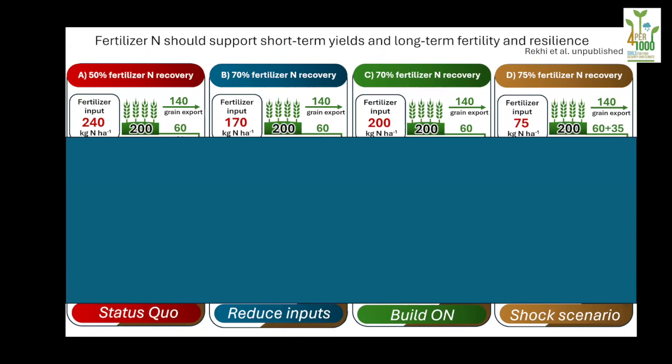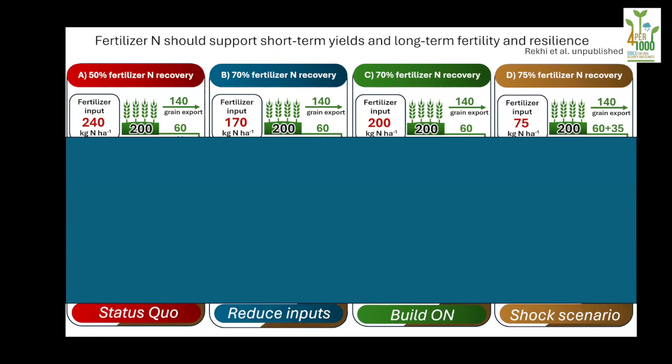We have 170 kilogram nitrogen input. Inputs are reduced, but you can look at the grain export and it's exactly the same. Okay, so you can see the grain export and the 200 yield and 70% fertilizer N recovery, much lower inputs.